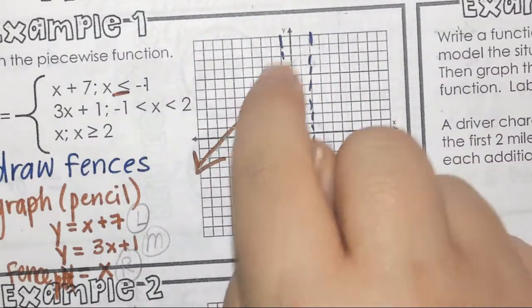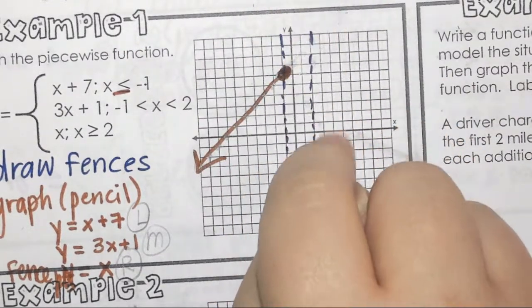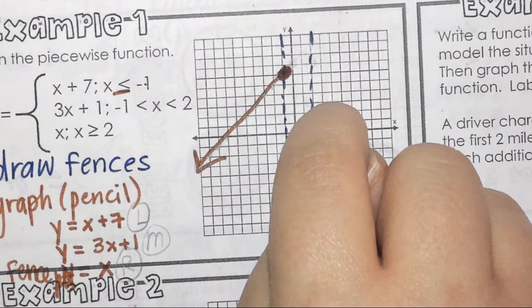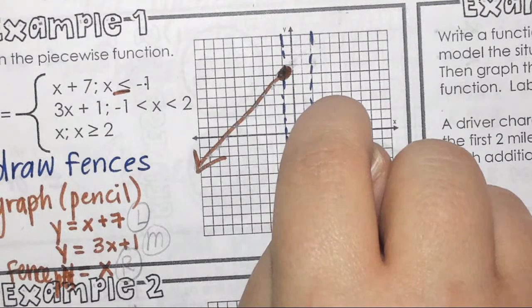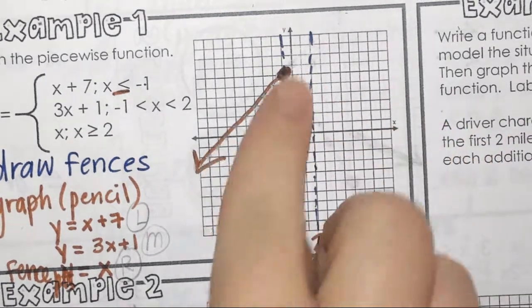They were trying to put their point at 7 on the fence line, rather than 7 on the y-axis. Okay, so we just put our 7 on the y. Yeah, it's just like graphing like usual. We're only using those fences if our graph happens to touch the fence.